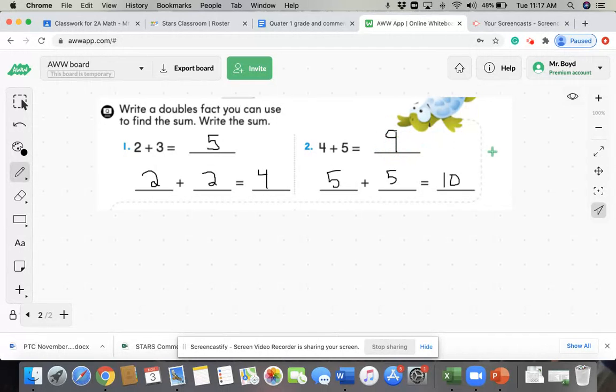So today when you're doing your work, you can solve it either way. You can either choose the smaller number and use your double facts, then add 1, or you can choose your larger number, use your double facts, and then you subtract 1 to find your sum.